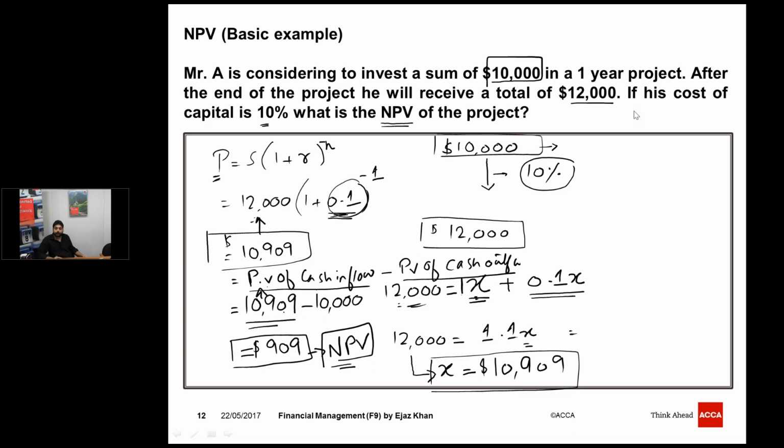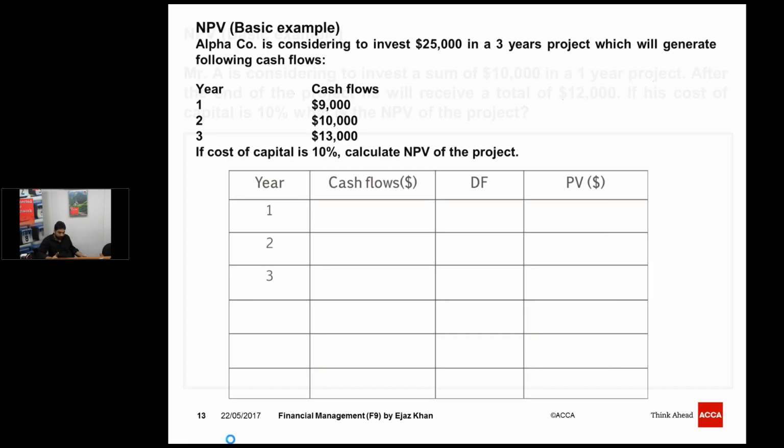So it's a very, very useful investment appraisal technique, and on most occasions companies do use this technique to evaluate projects. So let's move towards our next example. Let's take this example now. In the previous example, there was a single cash inflow that we were supposed to receive after 1 year.